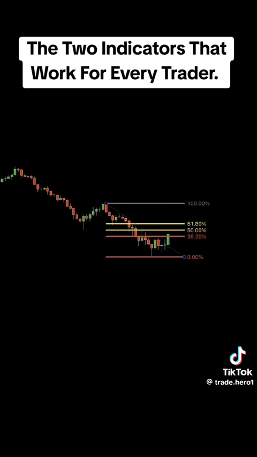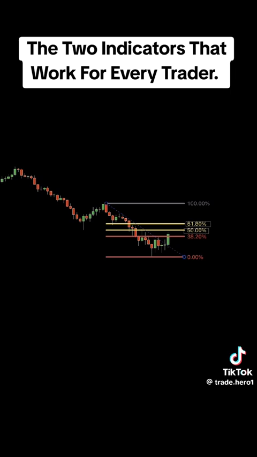As the market pulls back, focus on the zone between the 50% and 61.8% retracement levels. This is what traders often call the golden zone. This area tends to act as a strong resistance zone, where price often stalls and resumes the downward trend.